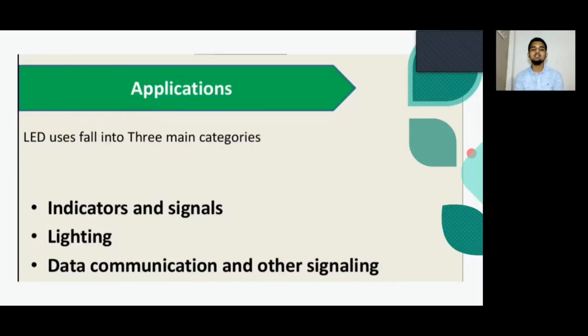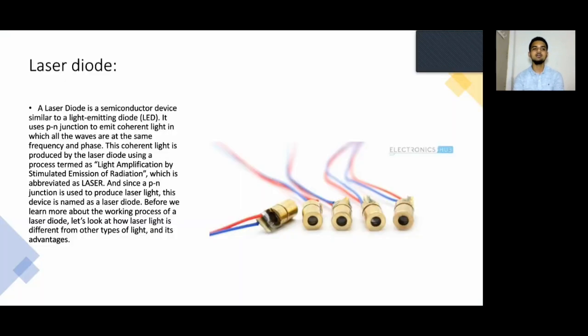Application of LEDs. The three main categories are indicators and signals on the roads, lighting, and data communication and other signaling. Now let us see what a laser diode is.